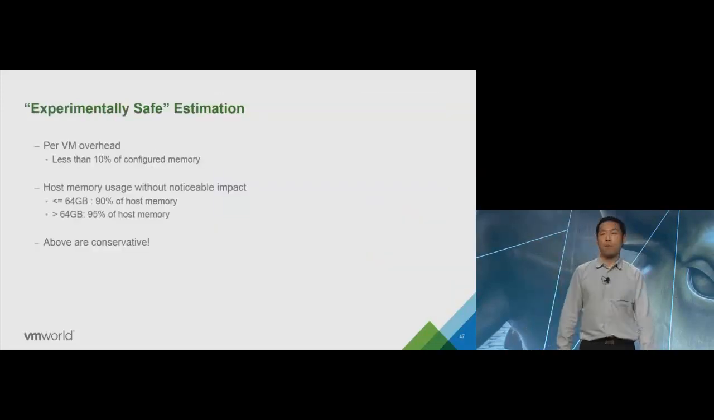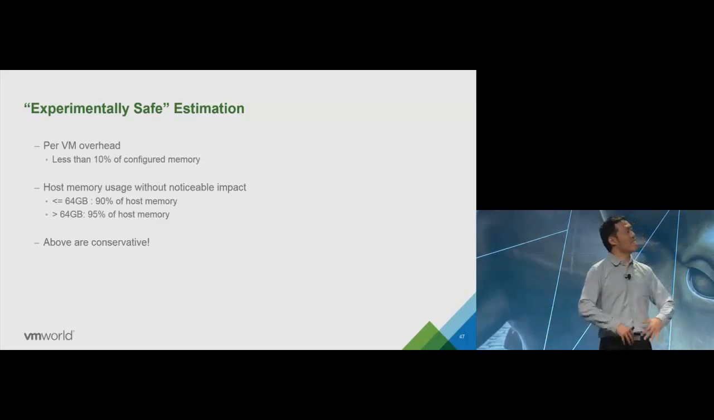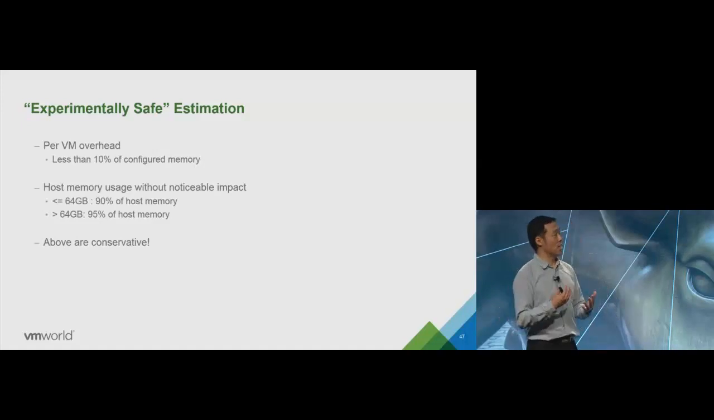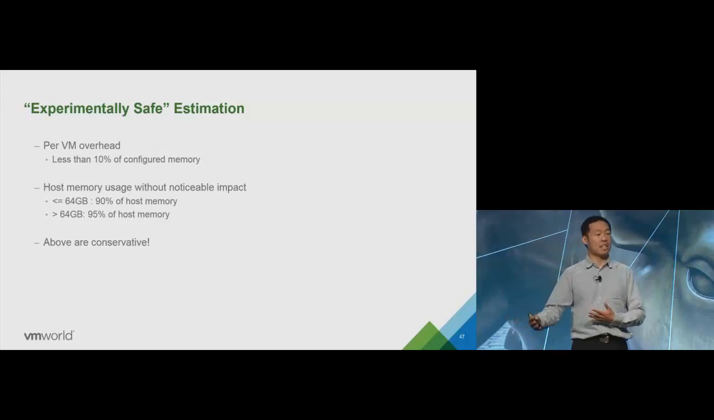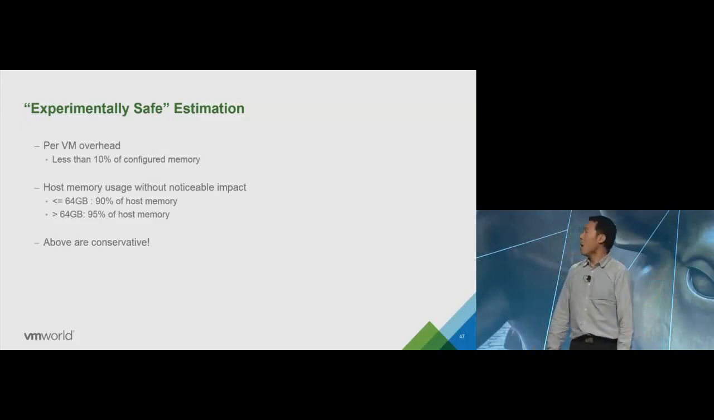An accurate formula is not possible. Certainly, of course, we can come up with some experimentally safe estimation. So I want to emphasize here that all the numbers I showed in these slides are results from some internal tests. You will probably see different values in your test environment, and all these values are, I would say, very conservative. Basically, per VM overhead is typically less than 10% of the configured VM memory size.